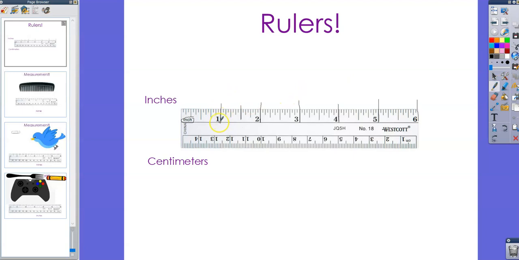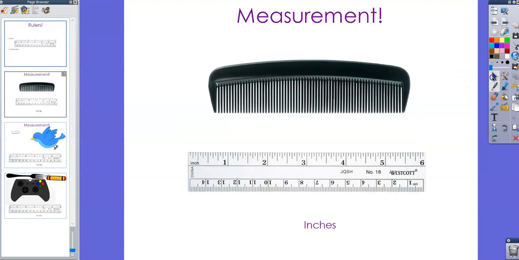So this would be 1 inch because it's right next to the 1. 2 inches is right next to the 2. 3 inches right next to the 3. Okay, let's look at our next slide and start to measure.